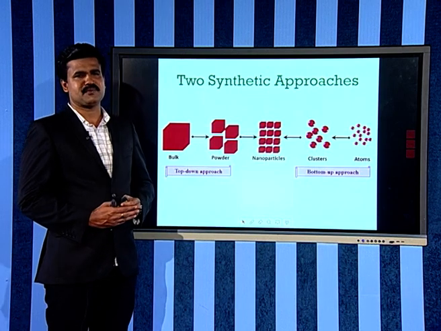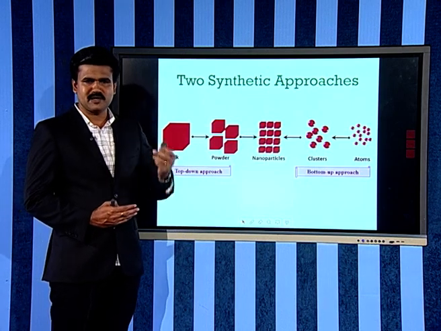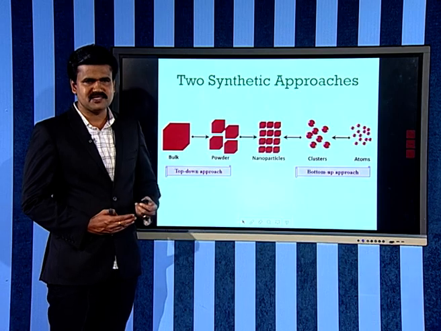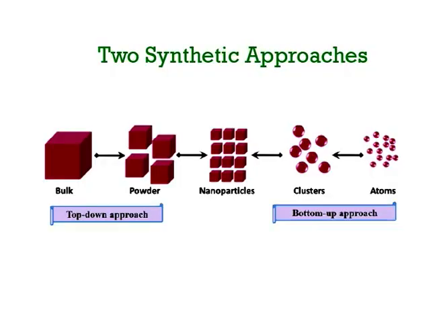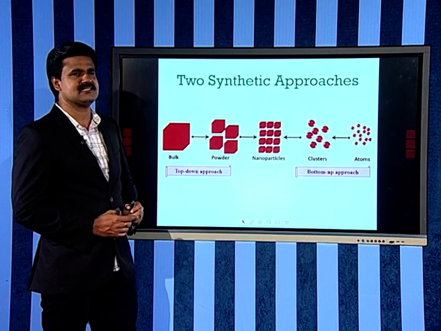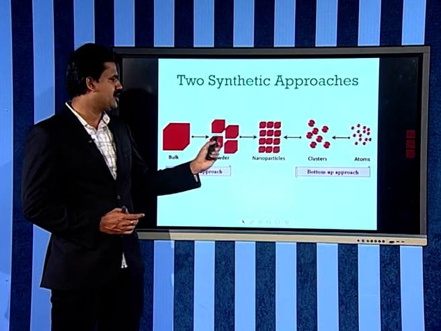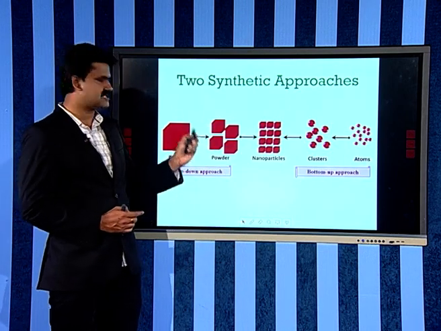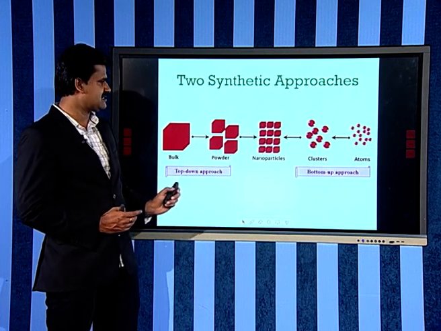These two synthetic approaches that we mentioned, the top-down approach and the bottom-up approach, are collectively represented in this figure. The bulk material is powdered, then changed to nanoparticles. In the opposite approach, that is the bottom-up approach, atoms assemble together to get bigger atoms or clusters, and those clusters change to nanoparticles. See, the nanoparticles are exactly at the middle.